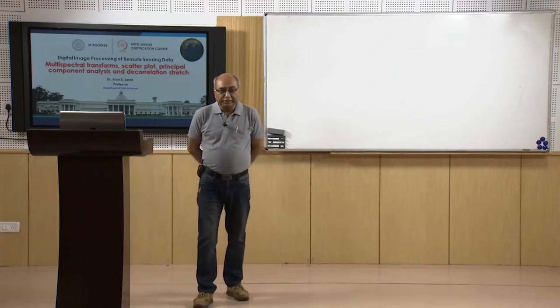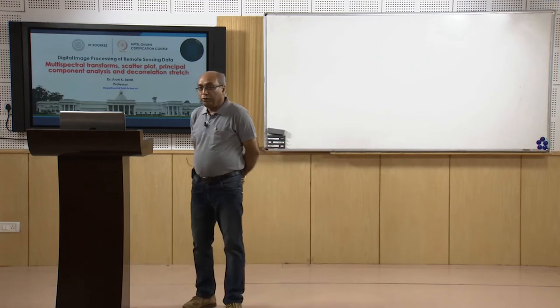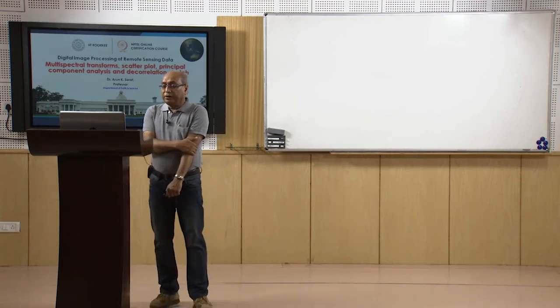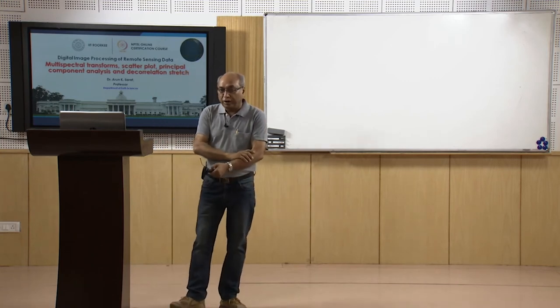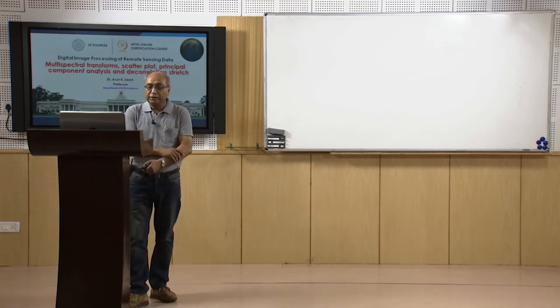First, what is basically multivariate image statistics? We know that most of the remote sensing data is acquired in multispectral form. That means a lot of band data is coming, and therefore we need to analyze that data. It is often concerned with the measurement of how much radiant flux is reflected, or emitted in case of thermal infrared, from an object in more than one band. This is not a single band analysis where a histogram is more than sufficient, and stretching options are also simple. But when we go for multi-bands or multivariate analysis, things become a little complicated.